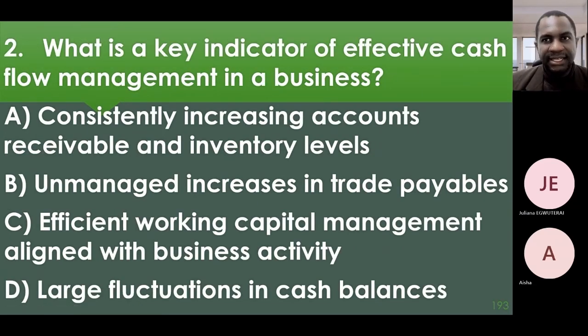All right, what is a key indicator of effective cash flow management in a business? A, consistently increasing accounts receivables and inventory levels. B, unmanaged increase in trade. C, effective working capital management aligned with business activity. D, large fluctuations in cash balances. Okay, so J is picking C.